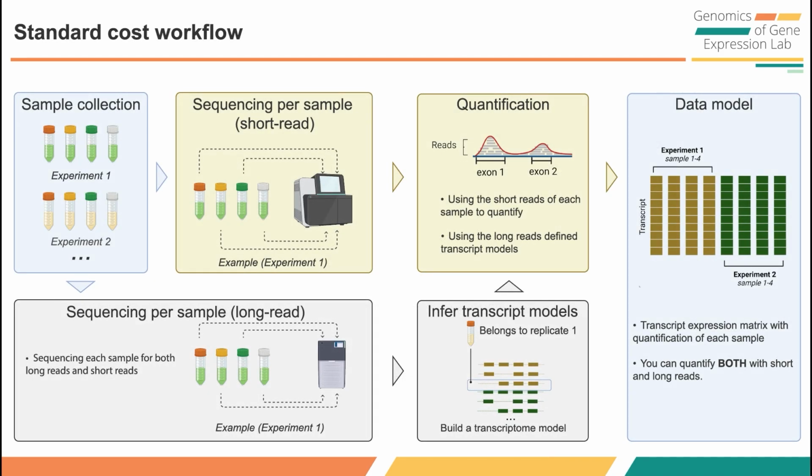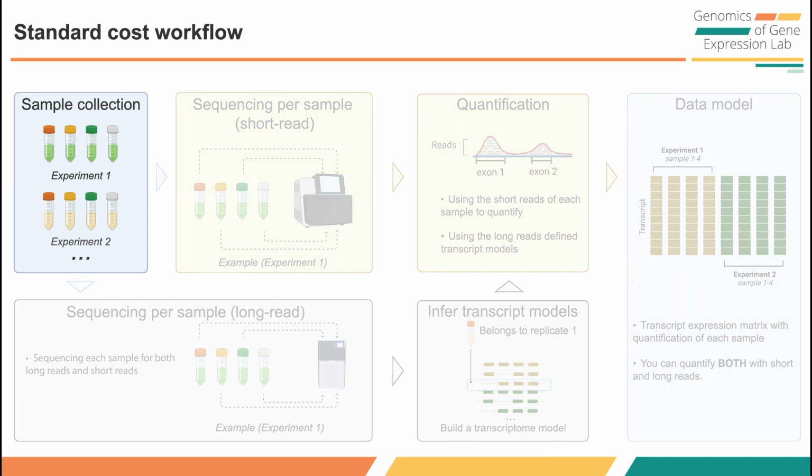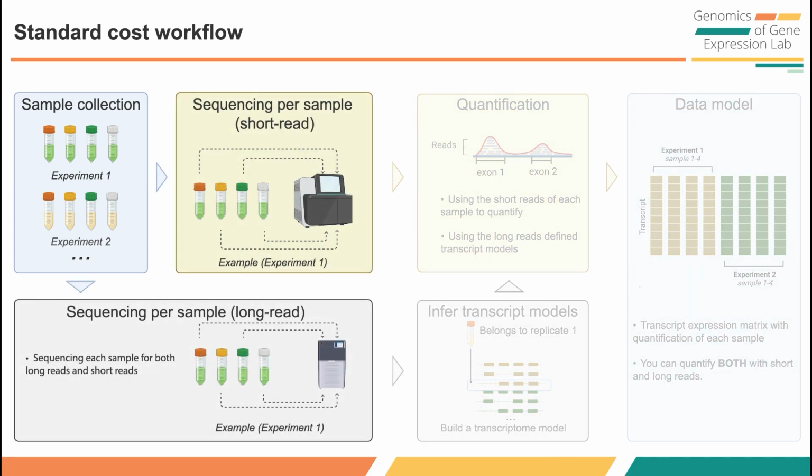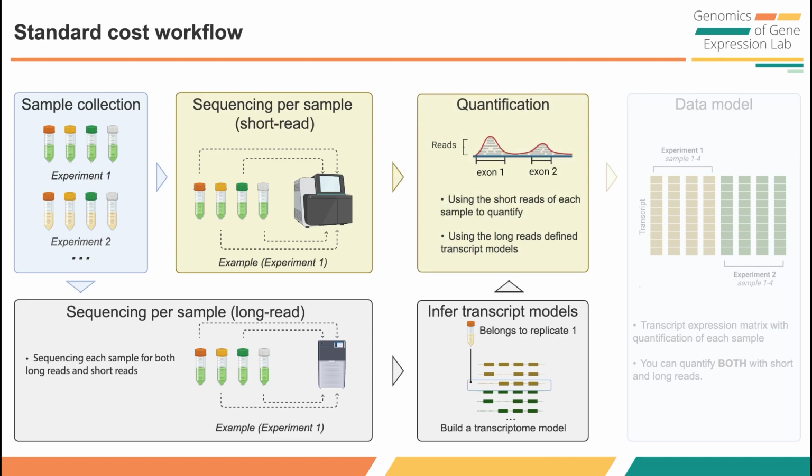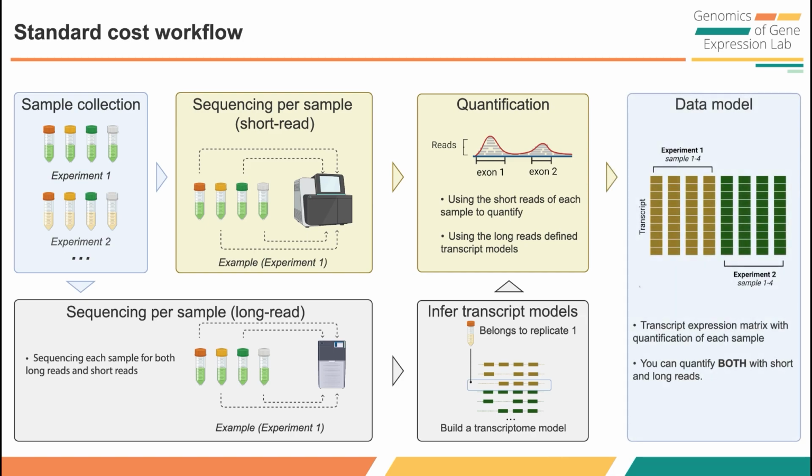The workflow starts by collecting samples from several experiments. After that, both long-read and short-read sequencing is conducted for each sample from the experiment. We recommend building a single transcriptome per experiment using the long-reads data, and the short-reads data is used to quantify the transcriptome. Finally, you can get a transcript expression matrix with quantification of each sample. In this workflow, you can quantify the long-read defined transcriptome using short and long-reads data.